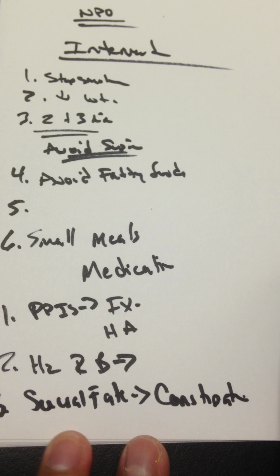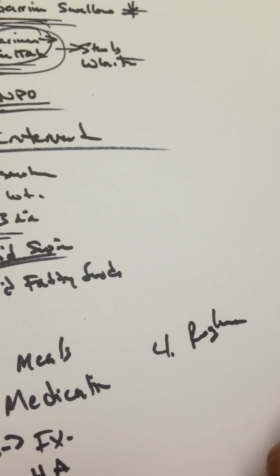You can also give something else like Reglan. Now that is a cholinergic drug. Now if you're going to give them Reglan, you also have to inform them that Reglan can cause restlessness, insomnia, and anxiety.